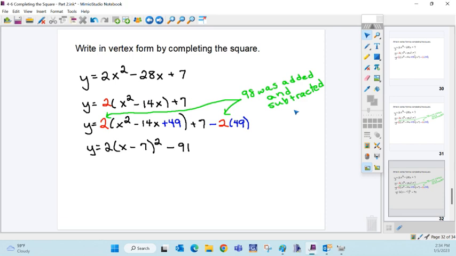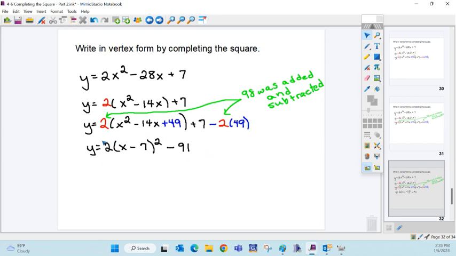This little thing in green is just another explanation of what I was saying. I added two 49s, so I added 98. I have to also subtract 98 because I'm not doing anything to change a value. This is all on the same side of the equals. It's only when you do things on both sides of the equals that you can change a value, but on the same side, you have to keep the value.